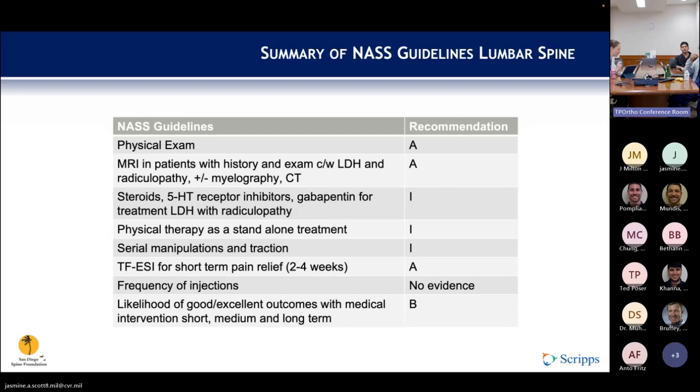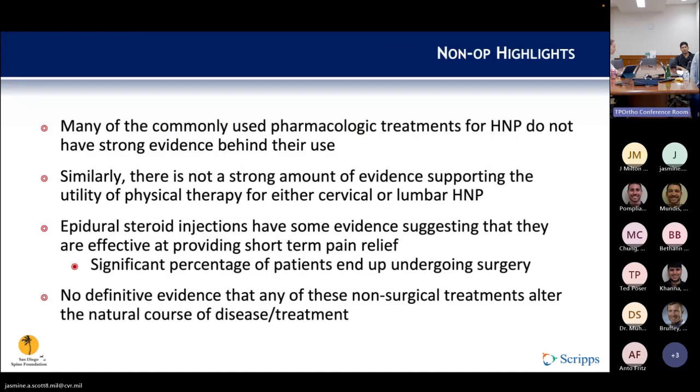Rather than just screenshotting all the different NASS guidelines, this is just a quick summary of it. But suffice it to say, injections, physical therapy, oral pain medications, it's basically all inconclusive evidence that they completely resolve the issue. Physical exam and imaging get level A, and then medical management of these problems, level B. All right, so this is just summarizing the non-op highlights, kind of what we just talked about.